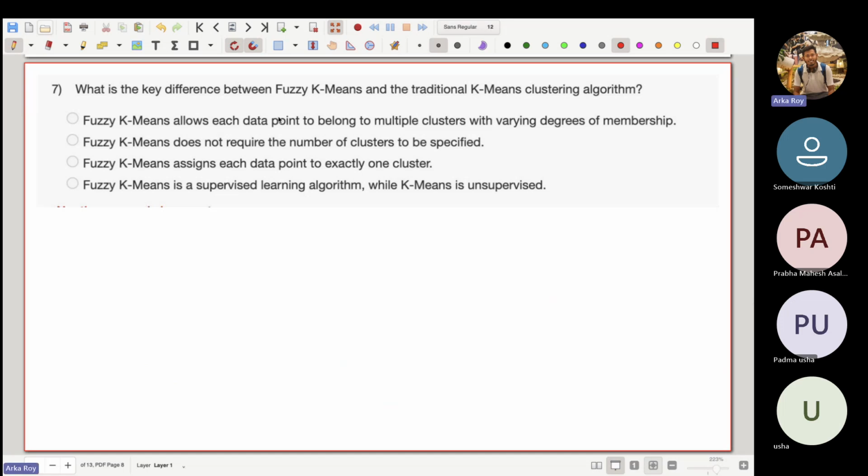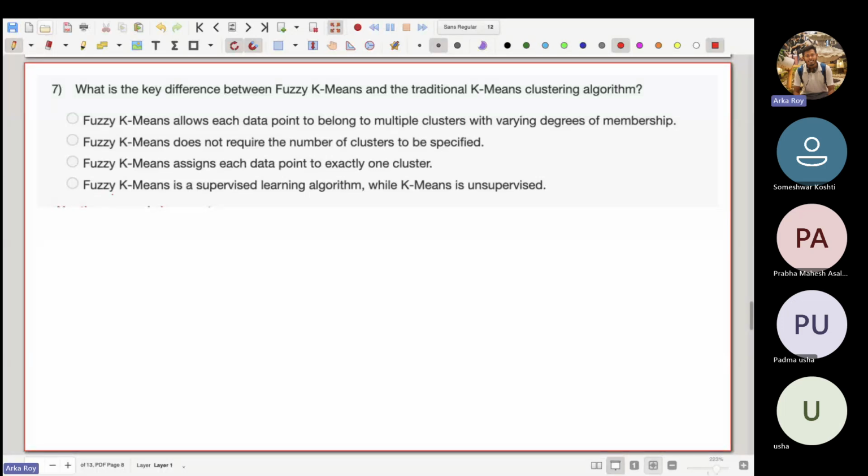The seventh question states: what is the key difference between fuzzy k-means and the traditional k-means clustering algorithm? So already we have done enough discussion on what standard k-means clustering and fuzzy k-means clustering are. So let us scan through the options.